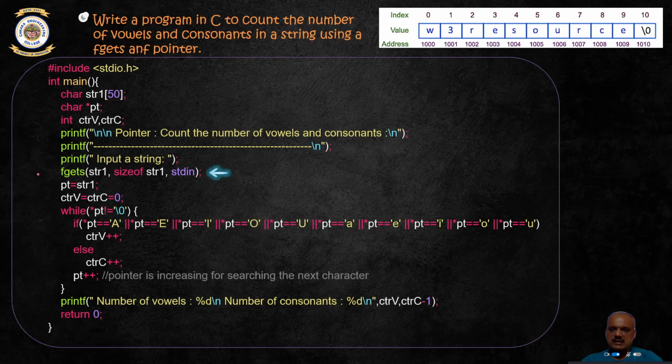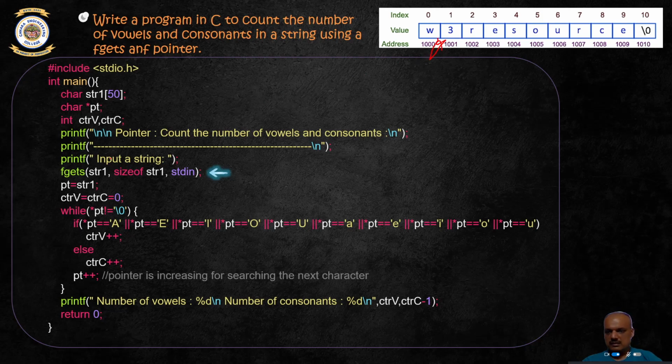Okay, so having read the string into this character array, the base address of the array is being passed to the pointer. So the pointer basically points to the first character of this array. Okay, so that is what happens out here. Having done that, I initialize the counter variables of the vowels and consonants to be 0. Fine. So all set, and let's get into the loop of reading each character and deciding whether it is a vowel or a consonant.